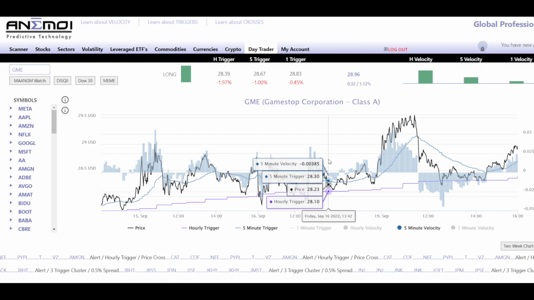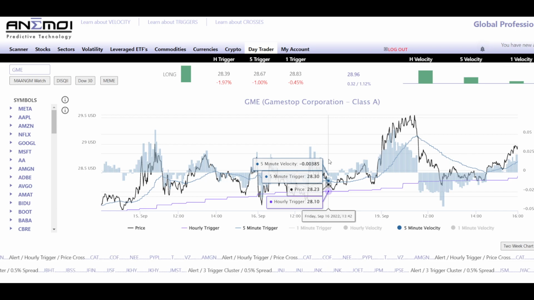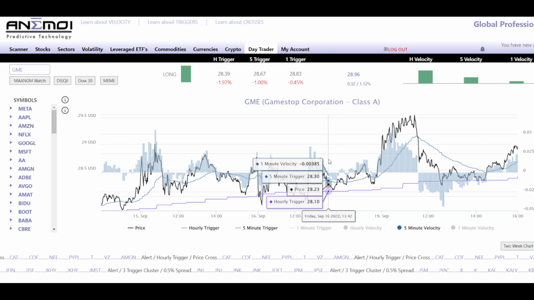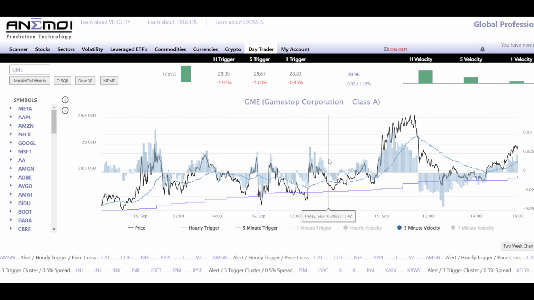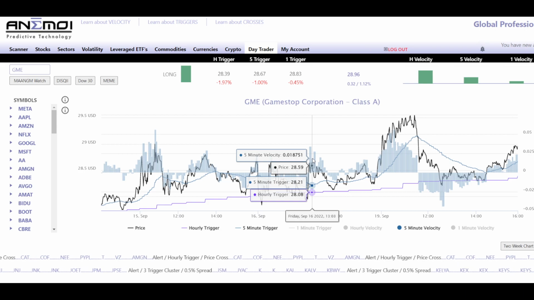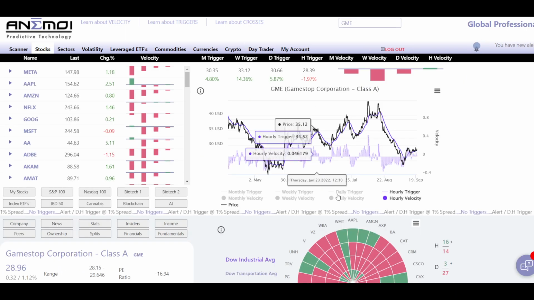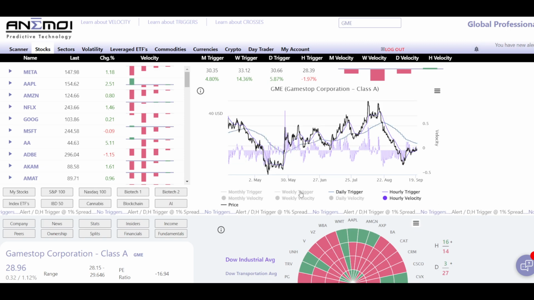So that's all for this video. Remember, triggers act as an acceleration level. So a lot of times when you break above a trigger, it'll make price move faster in either direction. When breaking above the hourly trigger, you can expect price to move faster to the upside, and when breaking below the hourly trigger, you can expect price to move faster to the downside. In future videos, we'll talk about the 1 minute trigger, the 5 minute trigger a bit more, and we could get into the daily trigger, the weekly trigger, the monthly trigger, the daily velocity, the weekly velocity, and the monthly velocity. That's all for now.